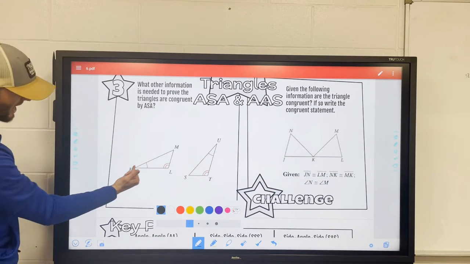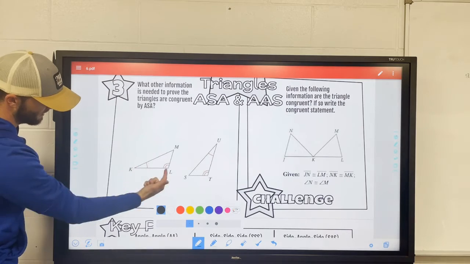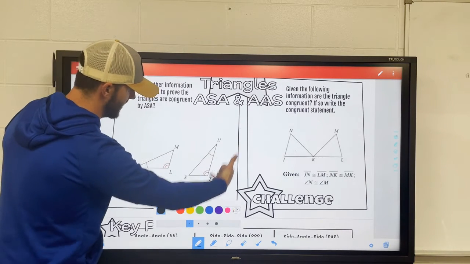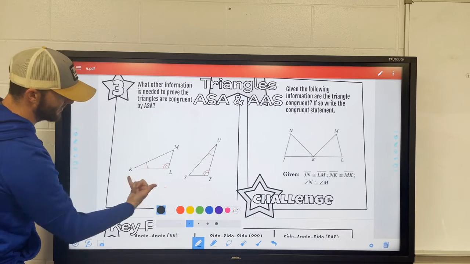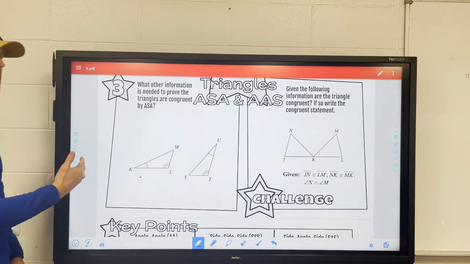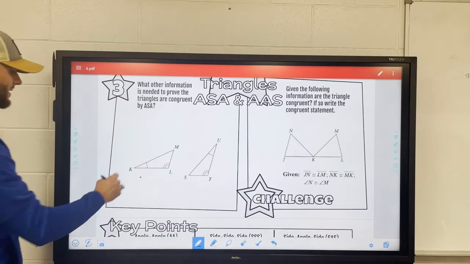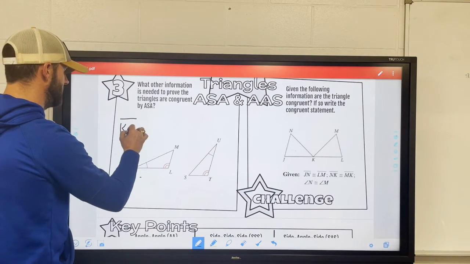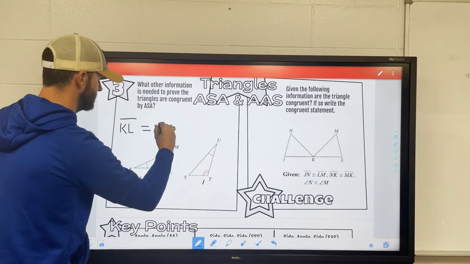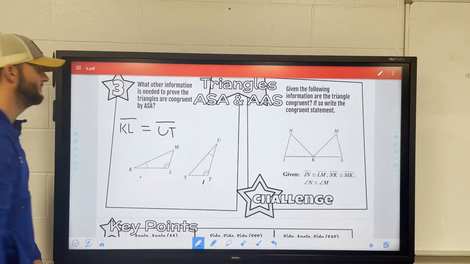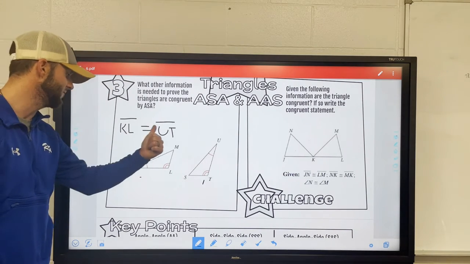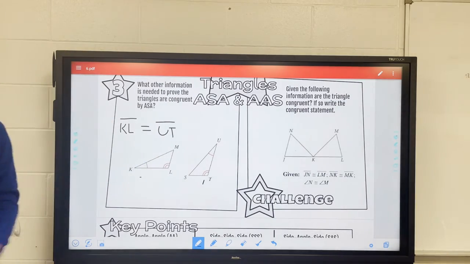Well, if I look, I have 1 and 2. The side is not congruent. So that means this side right here needs to be congruent to this side right here in order for it to be angle, side, angle. So that means side KL needs to be congruent to side UT. And that will end up making them congruent by angle, side, angle. So just that information will then prove that the 2 triangles are congruent.